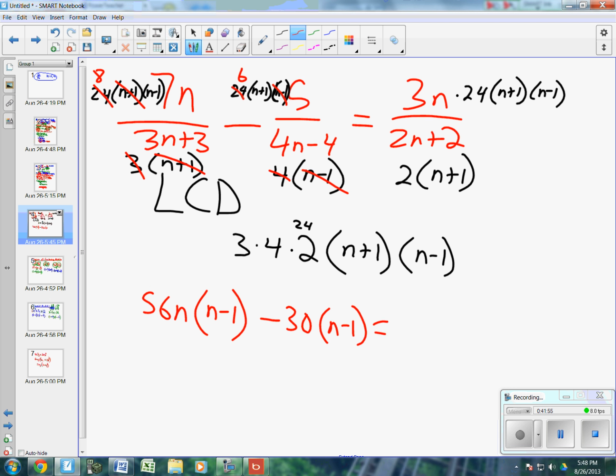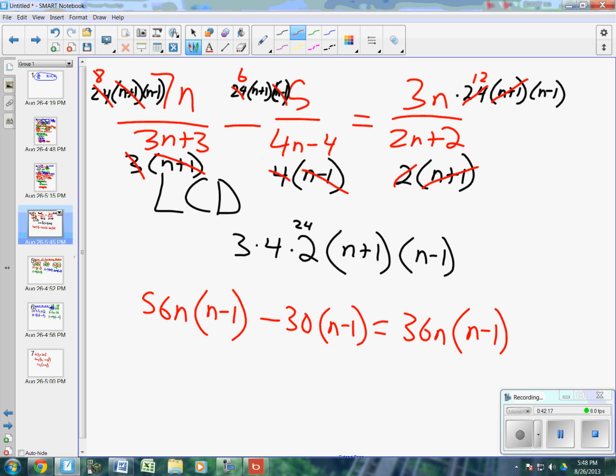And the last one, I know that 2 will go into 24 12 times, and the n plus 1's cancel out. So I have 3n times 12, which is 36n, times n minus 1.